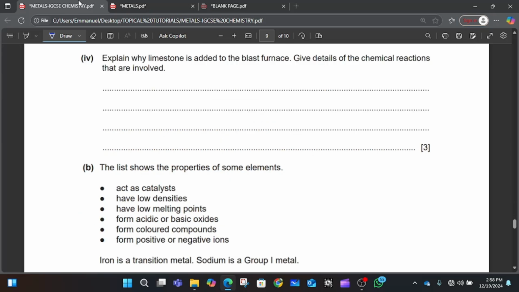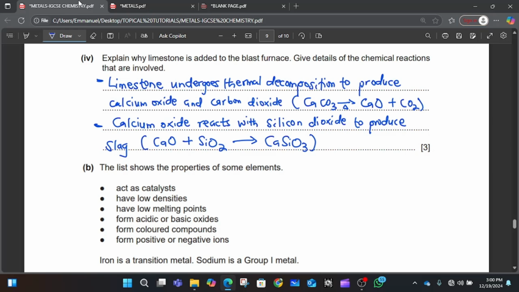IV. Explain why limestone is added to the blast furnace. Give details of the chemical reactions that are involved. So when limestone is added to the blast furnace, it first undergoes thermal decomposition to produce calcium oxide and carbon dioxide according to this equation. The calcium oxide produced, which is a basic oxide, now reacts with silicon dioxide, which is the acidic impurity in the hematite, to produce slag. So the calcium oxide helps us to remove the impurity in the form of calcium silicate, which is slag.